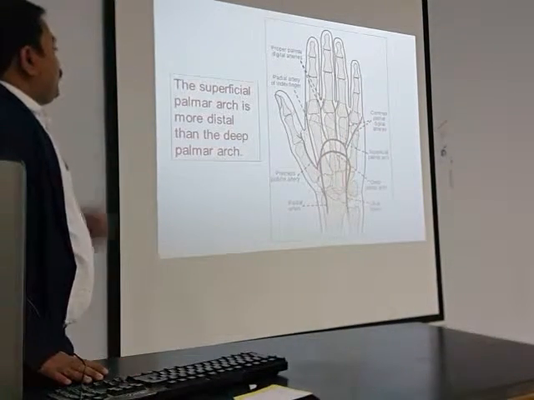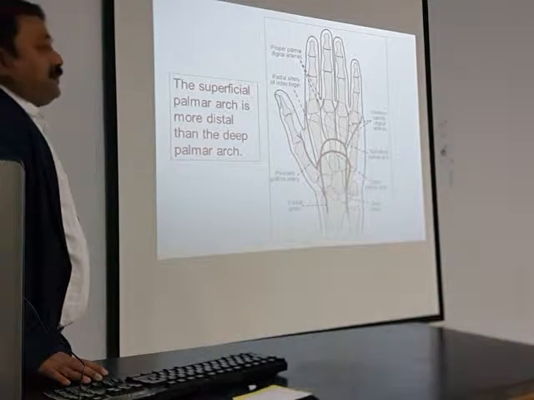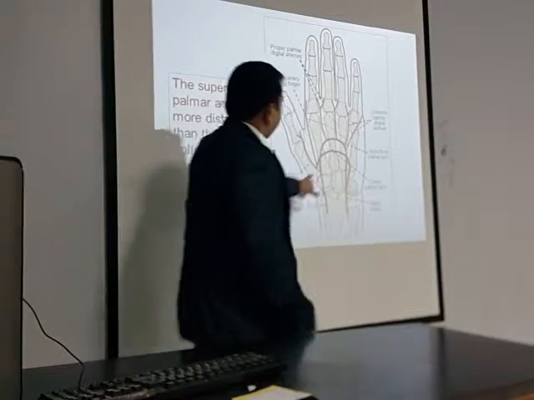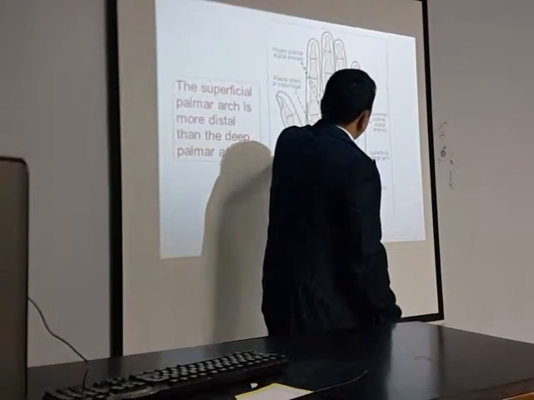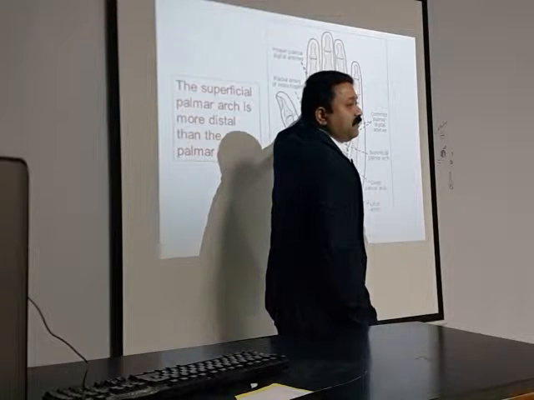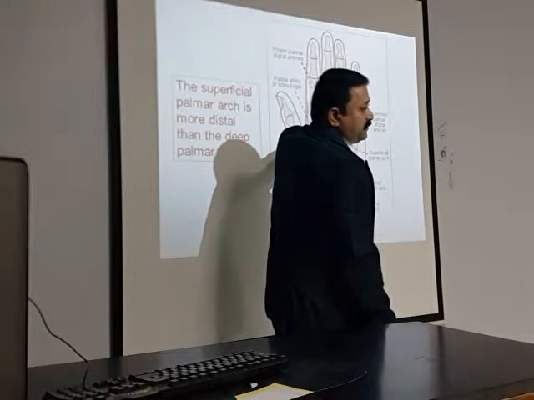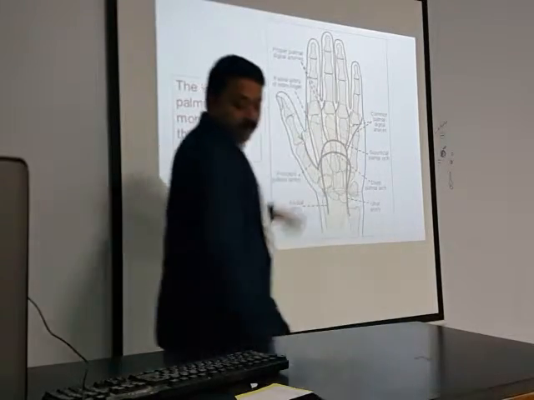So the superficial palmar arch is more distal than the deep palmar arch. This one is the deep palmar arch and this is the superficial palmar arch, the distal one compared to the deep palmar arch. So anterior to this, the distal one.